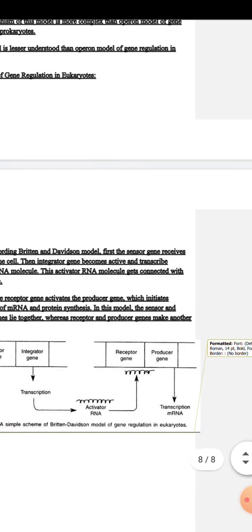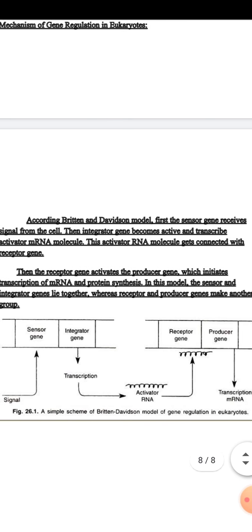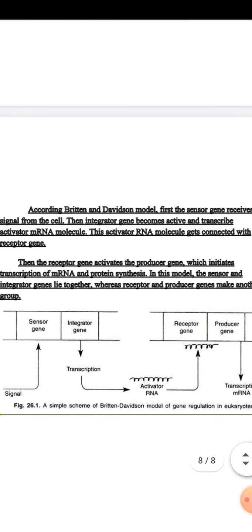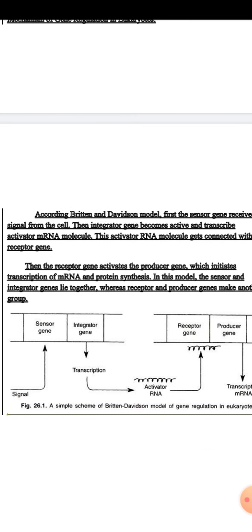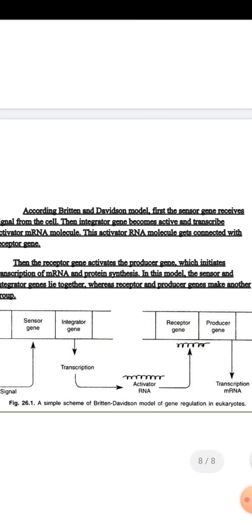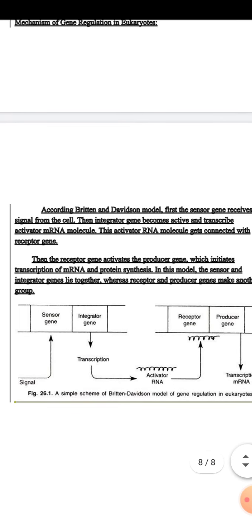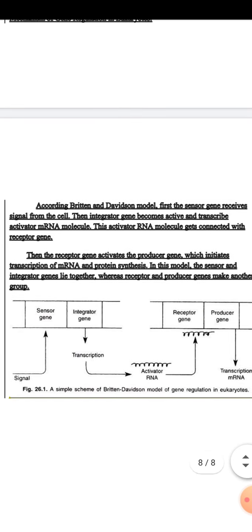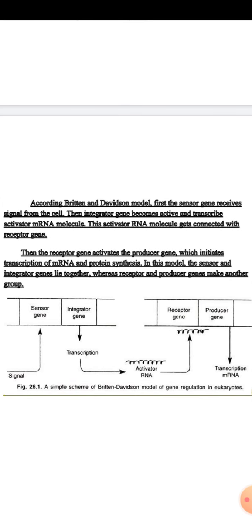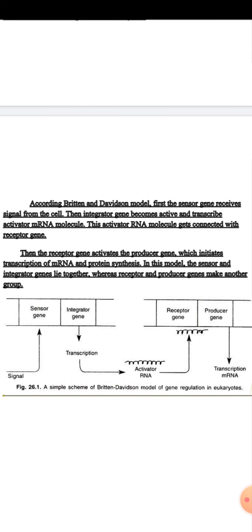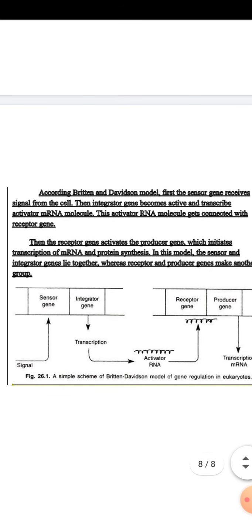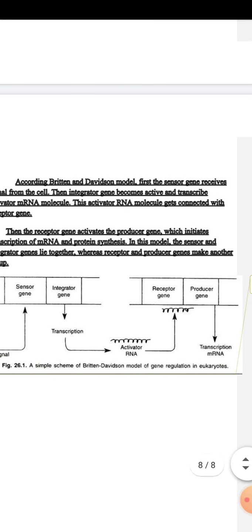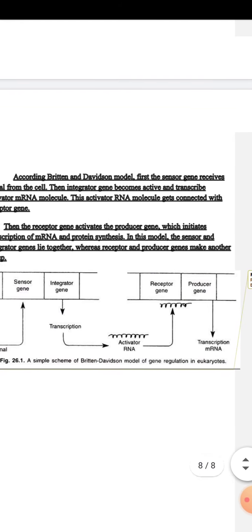According to the Britten and Davidson model, first the sensor gene receives the signal from the cell. Then the integrator gene becomes active and transcribes the message with the help of the activator messenger RNA molecule. This activator RNA molecule gets connected with the receptor gene. Then the receptor gene activates the producer gene, which initiates the transcription of messenger RNA, and protein synthesis begins. So in this model, the sensor and integrator genes lie together, whereas the receptor and producer genes make another group.